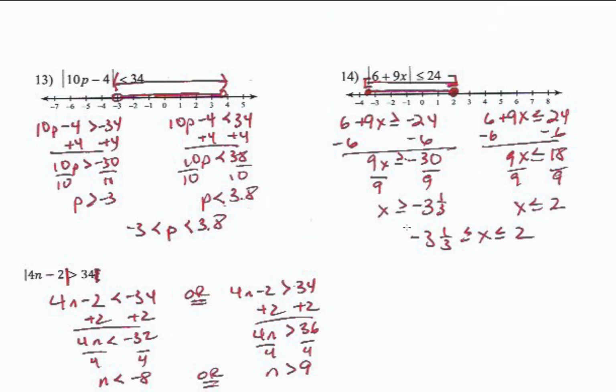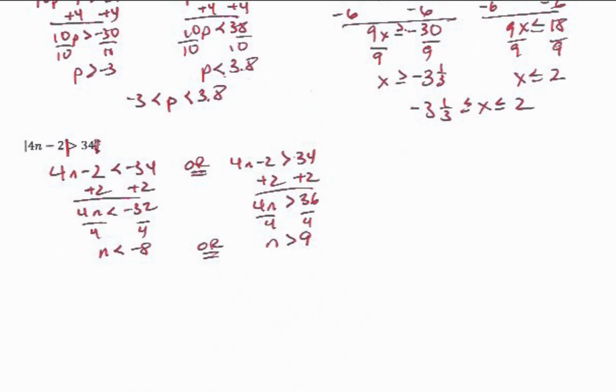So I combine it all together. Negative 3 and a third is less than or equal to x, less than or equal to 2. And on the left, negative 3 is less than p, which is less than 3.8. To graph that, I go up to negative 3, open circle on negative 3, open circle on 3.8, connect the dots, or parenthesis on negative 3, parenthesis on 3.8, connect the parentheses. On number 14, they're going to be closed circles or brackets, and connect the distance in between negative 3 and a third and positive 2.